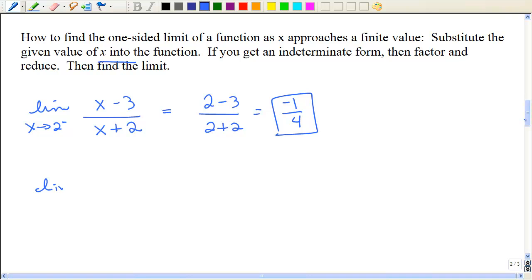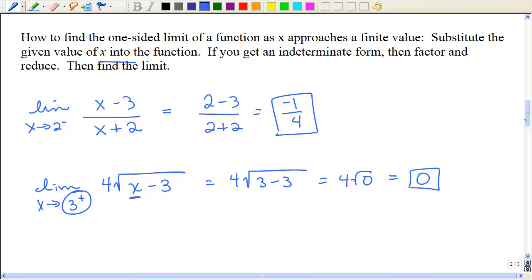Let's say I have the limit as x approaches 3 from the right-hand side, and I have 4 times the square root of x minus 3. Now, you really couldn't have a limit as x approaches 3 from the left. Think about what kind of numbers are to the left of 3, like 2.9, 2.8. And if I plugged in like 2.9 or 2.8 in for x, and I subtracted 3, I'd get negative. Square root of a negative is imaginary. All right, so that wouldn't be good. But since I'm talking about 3 from the right-hand side, again, if I just plug in 3, I'm going to get 0, and that is fine.